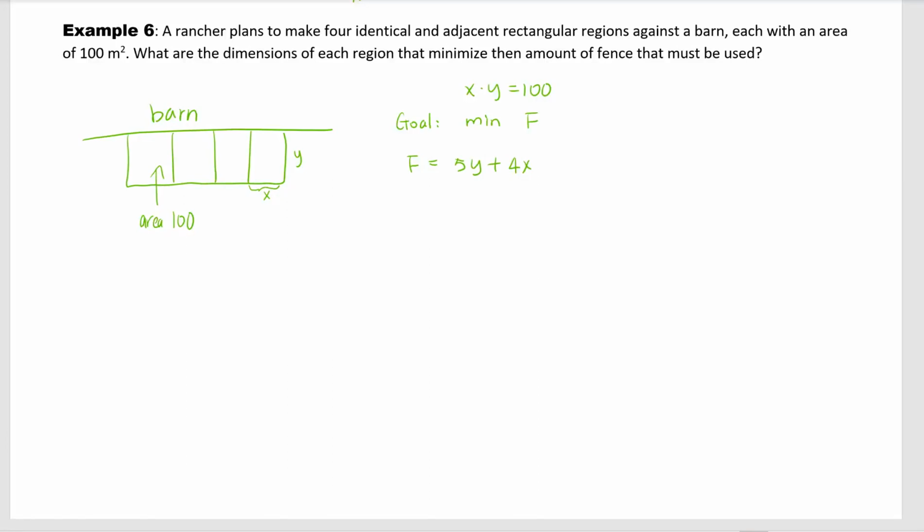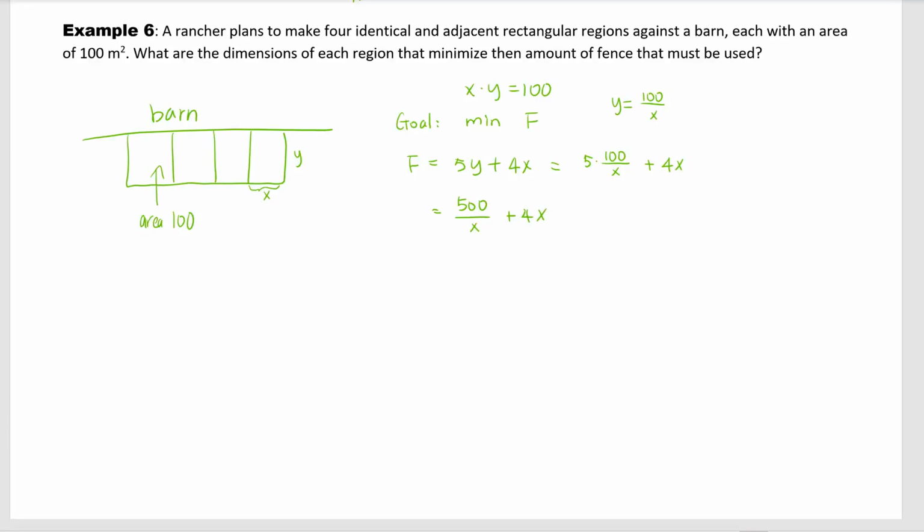This is a function of two variables, so we need to use the information to eliminate one of the variables. Let's solve for y in terms of x: y is 100 over x. Then 5y is 5 times 100 over x, plus 4x. So f is 500 over x plus 4x.